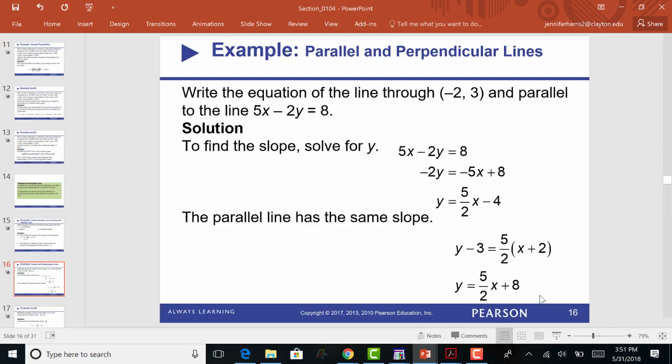All righty. Well, how am I going to determine the slope? They gave me a point and an equation. Solve for y. Thank you. Get y by itself. So I have the equation 5x minus 2y is equal to 8. What do you want me to do to get y by itself?